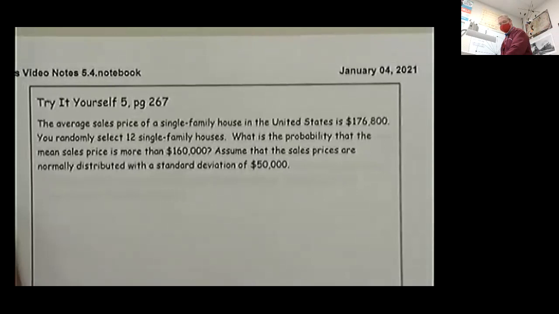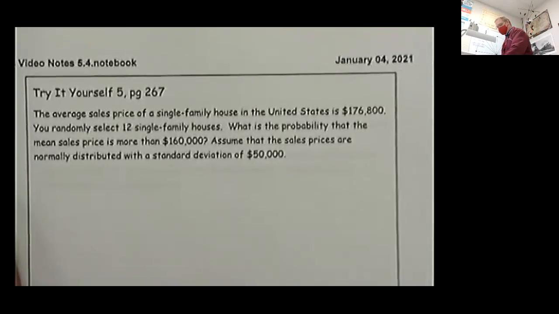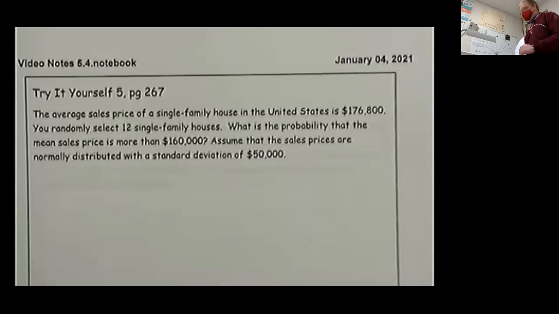Again, pause the video, see if you can get this one on your own, and then play the video and see how you do. Here we go. The average sales price for a single family house in the US is $176,800. You randomly select 12 single family houses. What's the probability that the mean sales price is more than $160,000? Assume sale price is normally distributed with standard deviation of $50,000.